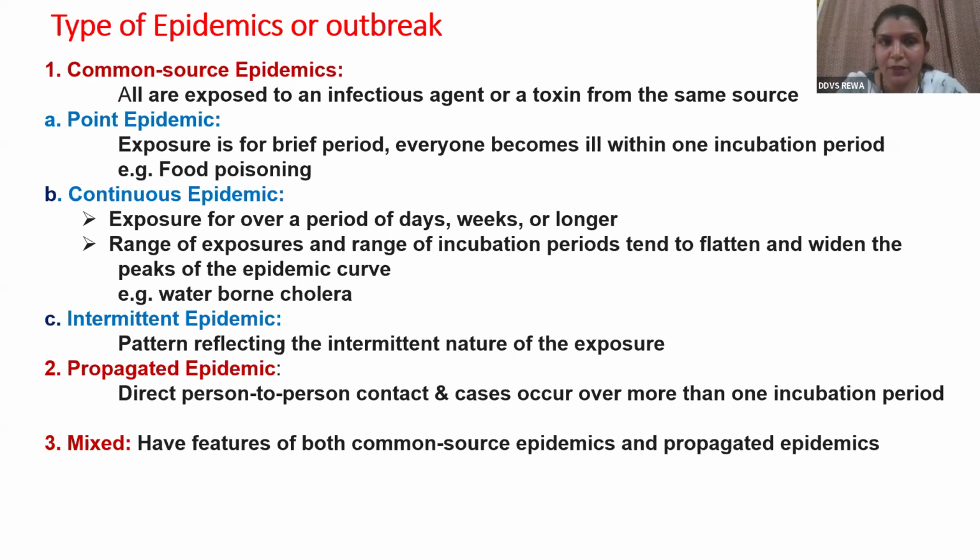Here the source of infection is common, but the exposure is over a period of time. The incubation period ranges, and it causes flattening or weakening of the peak of the epidemic curve. The best example is waterborne cholera, where the source is water, and the population is continuously exposed to that source of infection. So this is the common source continuous epidemic.